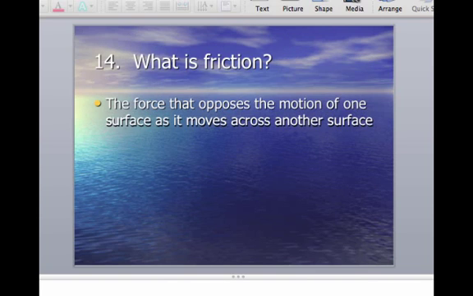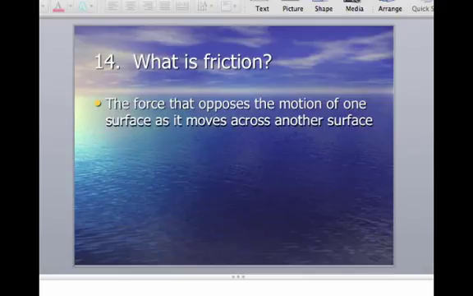Friction is the force that opposes the motion of one surface as it moves across another surface. You can feel friction when you rub your hands against each other. You also have friction with the floor, which allows you to walk across the floor. If your shoes didn't have friction, or we could say traction with the floor, then you'd be slipping and sliding, not really getting anywhere. It's kind of like walking on ice a little bit.